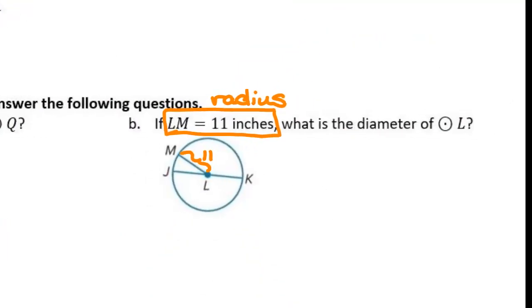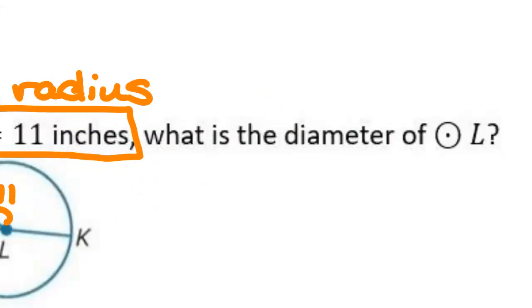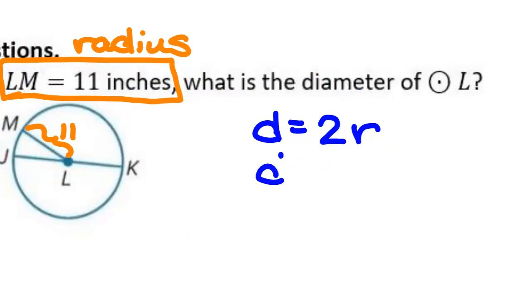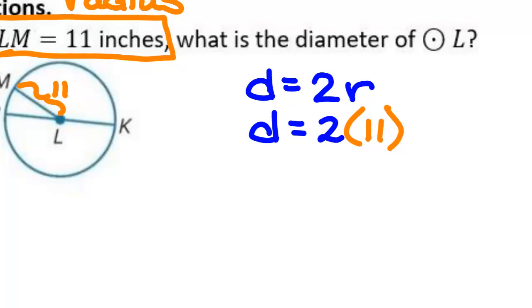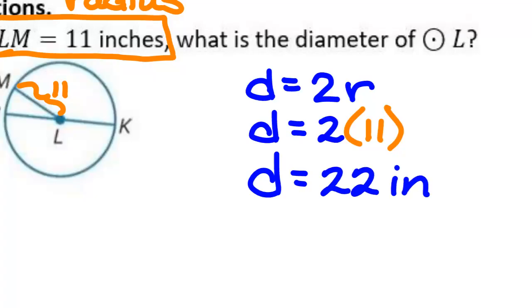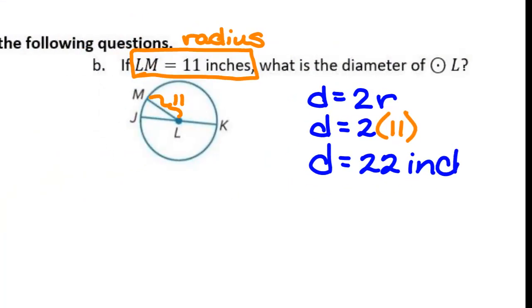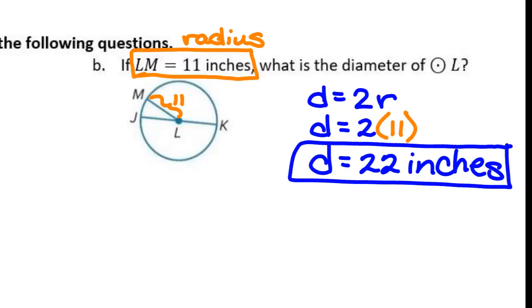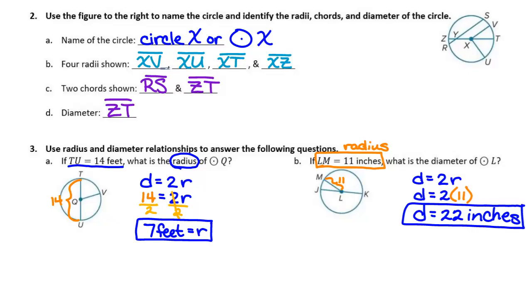What is the diameter of circle L? We know diameter is equal to 2 times the radius. So the diameter would be equal to 2 times 11. So how big is the diameter? 22 inches, thank you. Wonderful.